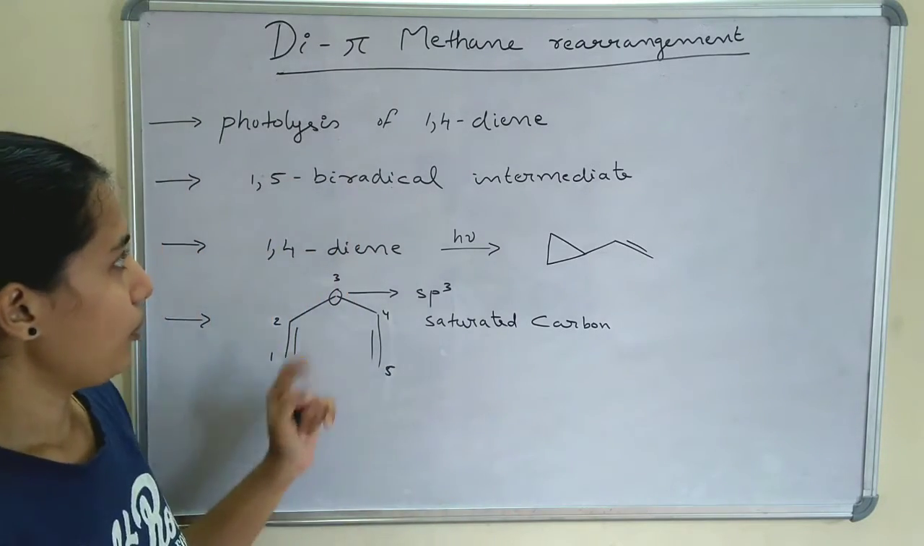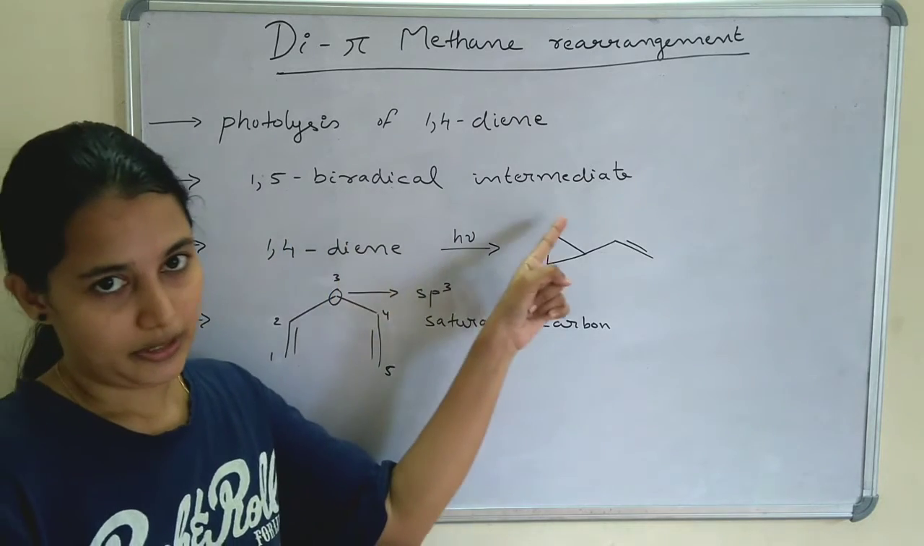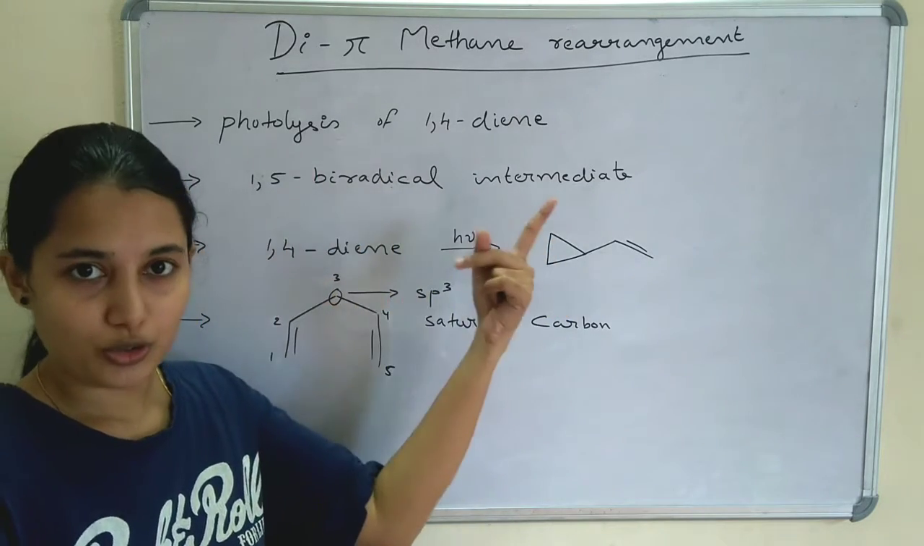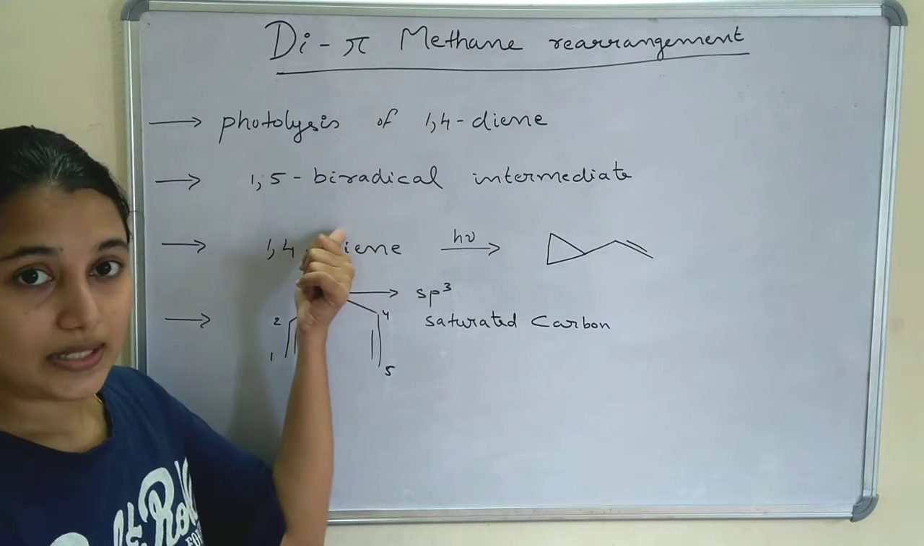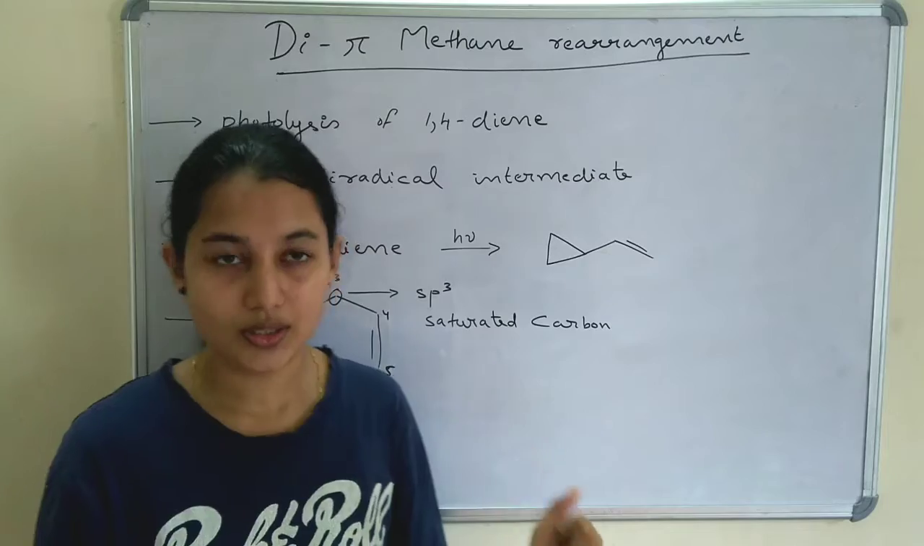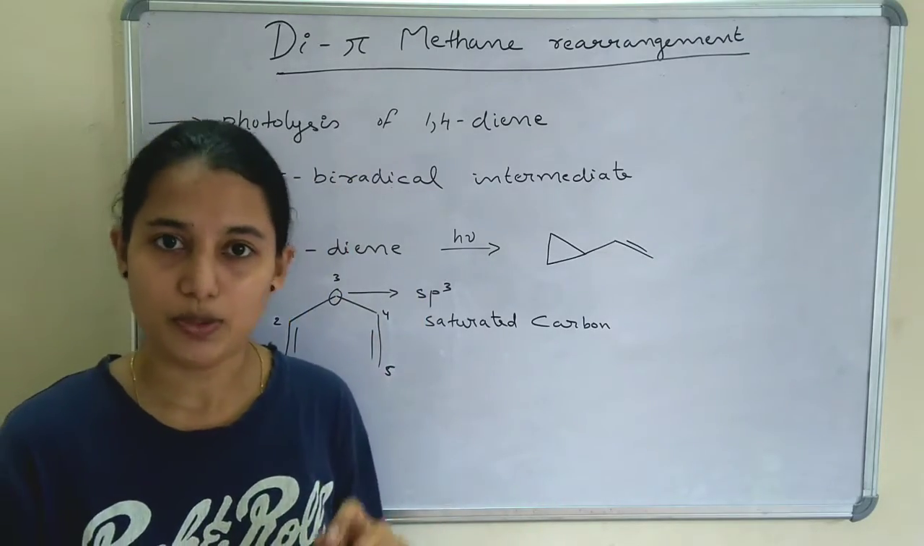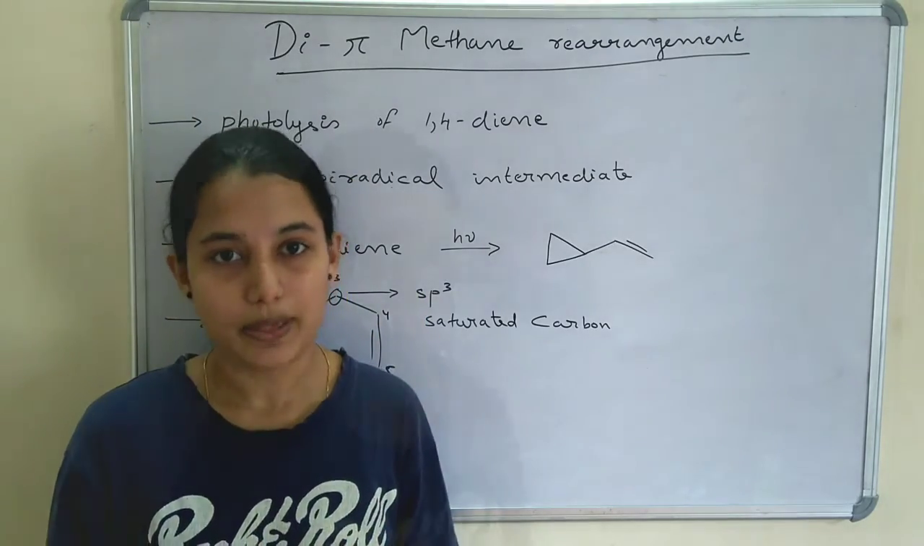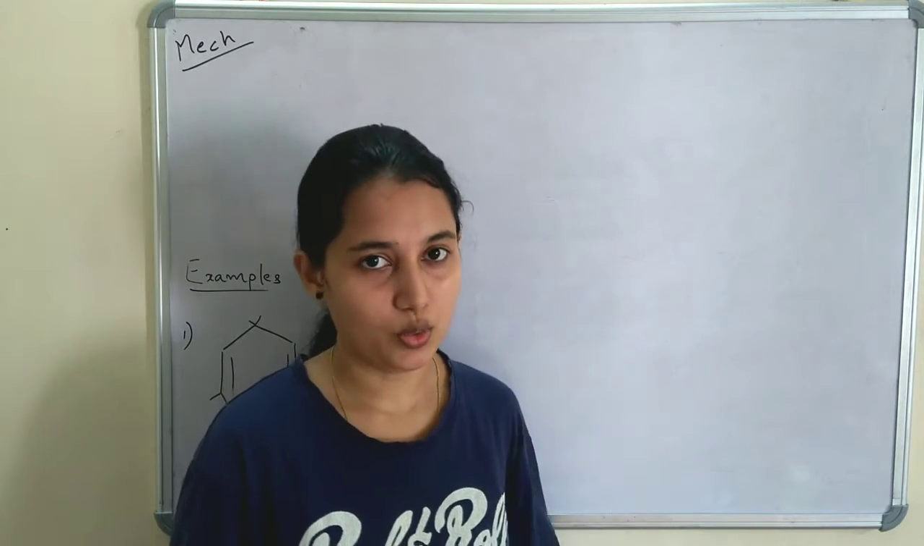And another important point is the 1,5-biradical intermediate. Like in Paterno-Büchi, the stability of the 1,5-biradical intermediate determines the product in di-pi-methane rearrangement also. So let's see the mechanism. Now let's do the mechanism.